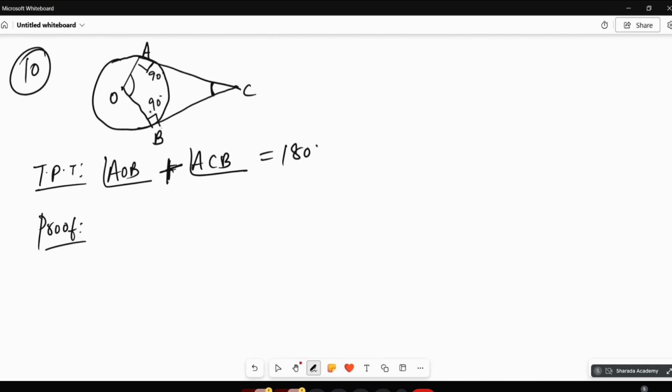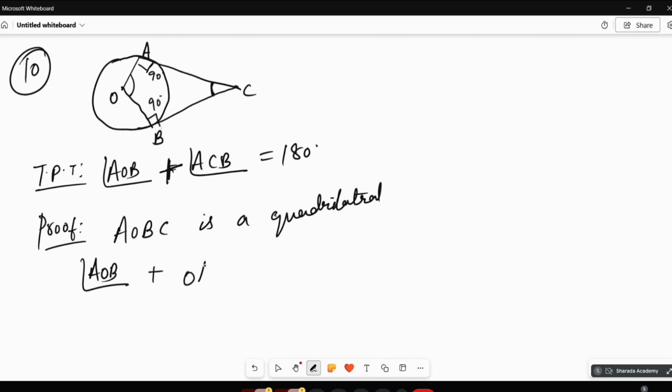So AOBC, it's a quadrilateral. Okay. So AOB angle plus OAC angle plus OBC angle plus ACB angle. All together it is 360 degree, angle sum property.